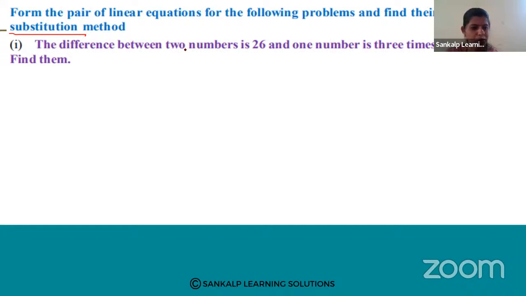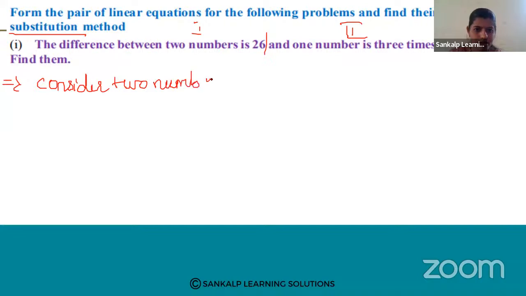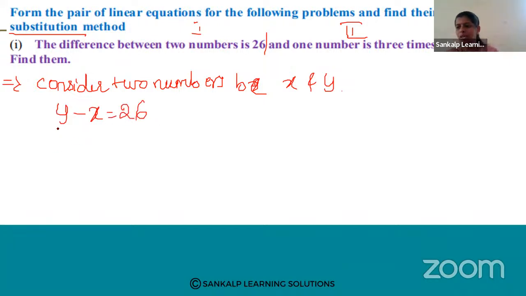Okay, so we will make two groups. That is, first this is one part and this is the second part. So the difference between two numbers is 26. Let's consider the two numbers to be x and y. So difference between two numbers. Sometimes y is greater than x. So in that case, let us take y minus x is equal to 26, the difference between two numbers. Okay, next.